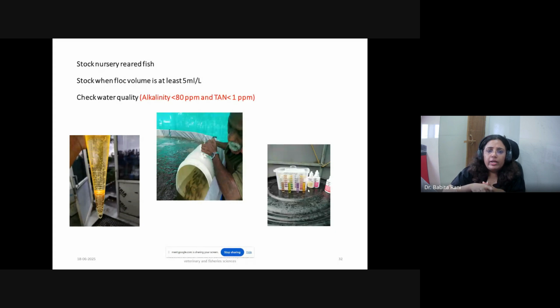Farmers were advised to always stock nursery reared stock. For flock volume, we normally say 5 ml per liter, and we have to manage the CN ratio. Check how many milligrams of ammonia are there in your tank, extrapolate for your tank volume, and then add that much fermented starch. That is the thumb rule to maintain the CN ratio. Even without fish you can maintain the CN ratio. We already added the soil and soil microbes, so only manage the CN ratio, but aeration is a must.